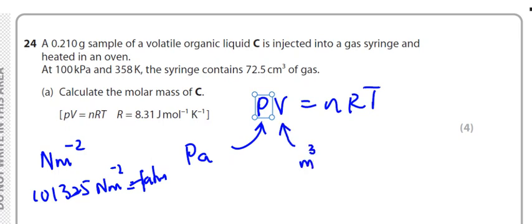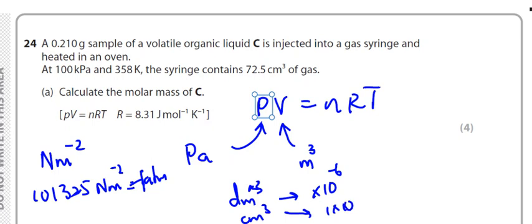So if you have the volume in decimeter cubed, you have to multiply by 10 to the power minus 3 to convert into meter cubed. If it is in centimeter cubed, decimeter cubed to meter cubed is 10 to the power minus 3, and centimeter cubed to meter cubed is 10 to the power minus 6. This is easy. In case you forget or get confused, remember this: 100 centimeters is 1 meter. This is from grade 2, right?